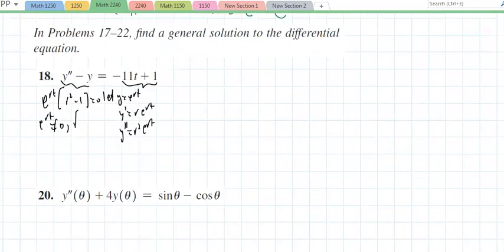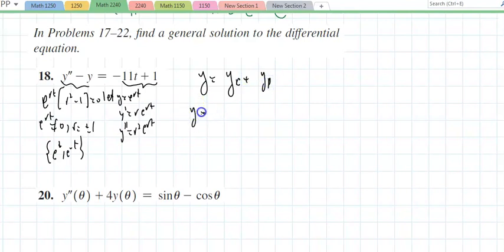It must be that r equals plus or minus 1, which means e to the t and e to the negative t are solutions. So the general solution so far is the complementary plus the particular. I got half of the problem, c1 e to the t plus c2 e to the negative t. I still need to figure out the particular, and that's where this comes in.